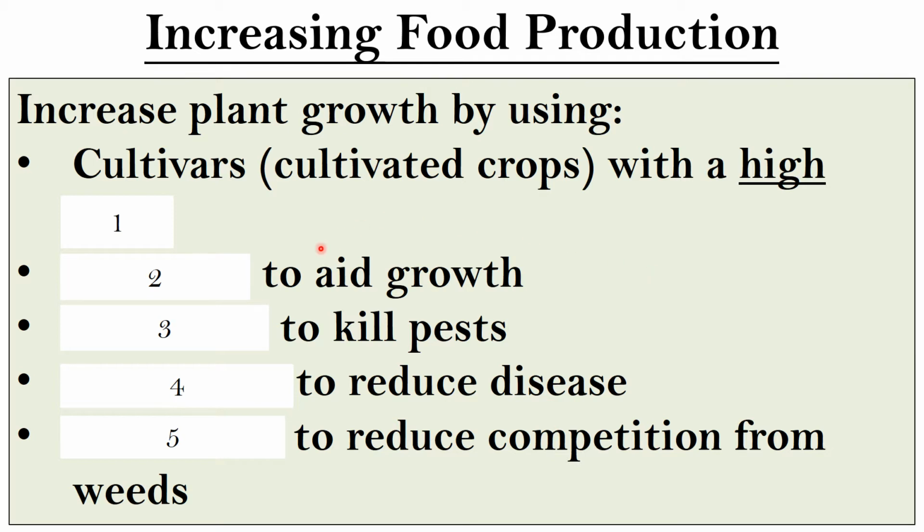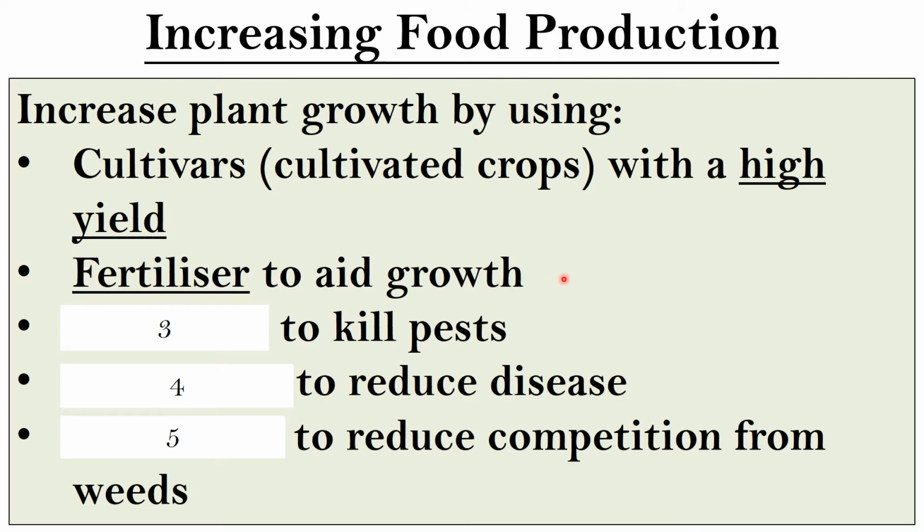So maybe a new word here, that's cultivars. So these are cultivated crops. So you'd want to choose a crop which has a particularly high yield. That would make sense. Something that aids growth. Remember this from National 5. Contains nitrates, NPK ratio might have been mentioned, so you can use fertiliser to aid growth.